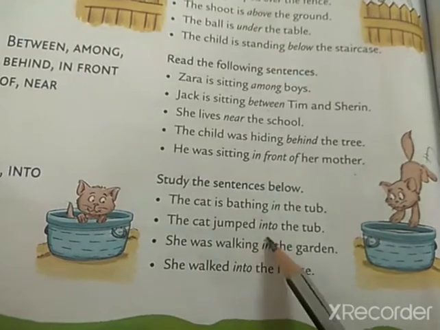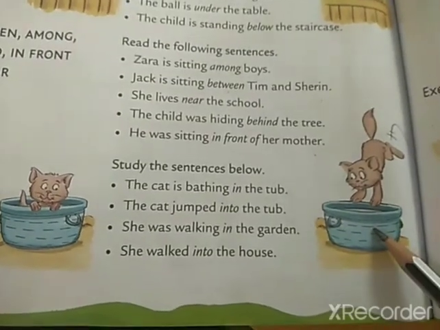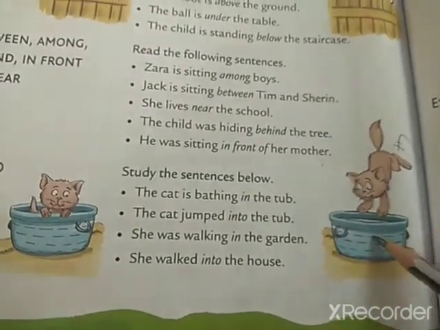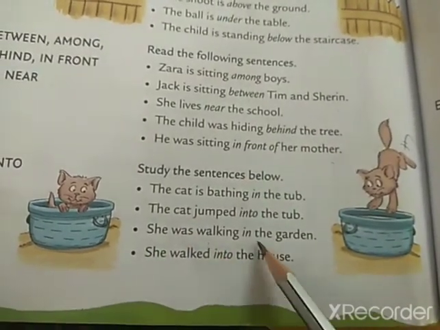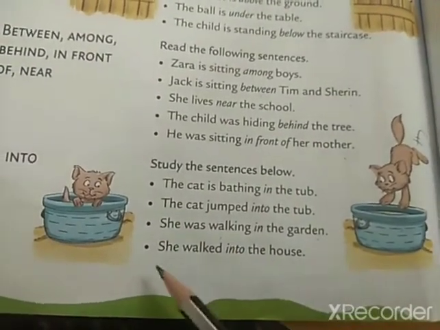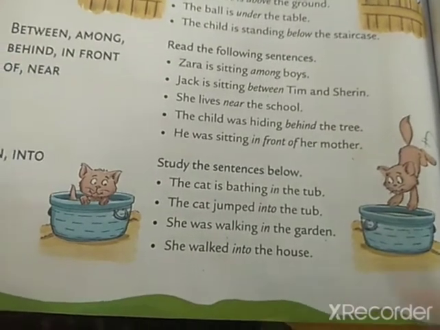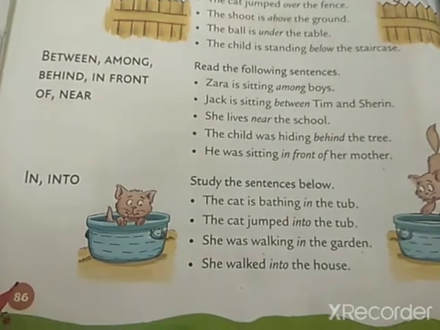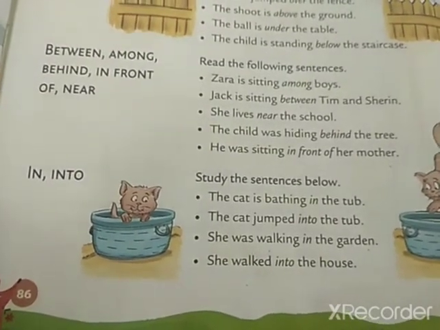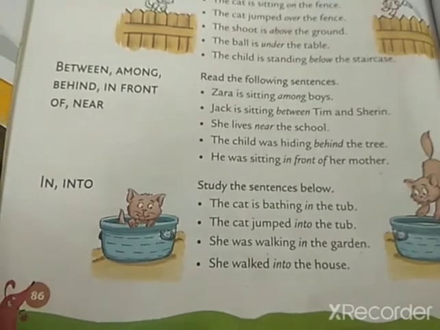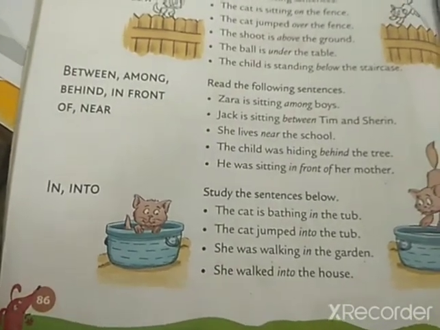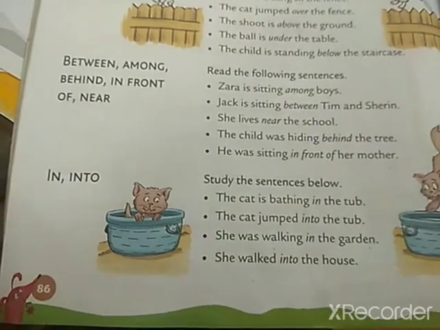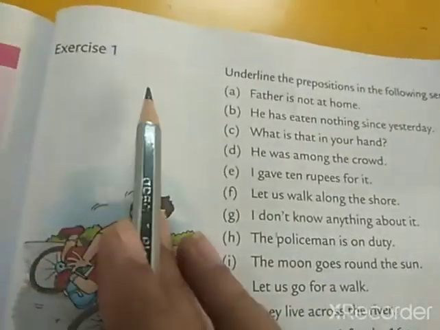The cat jumped into the tub. Now here the cat is jumping into it. So into the tub. She was walking in the garden. She walked into the house. Okay, so children, I hope these words of prepositions are clear to you. Yes. So we will move on to the exercises of it, which are there on page number 87. So let us begin with exercise number 1, which is there on page number 87. Okay.